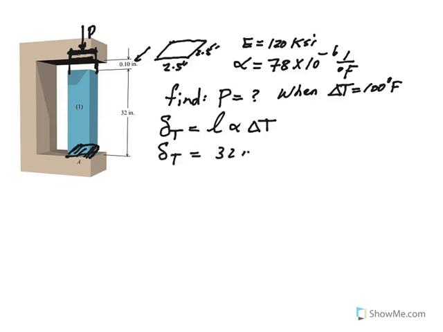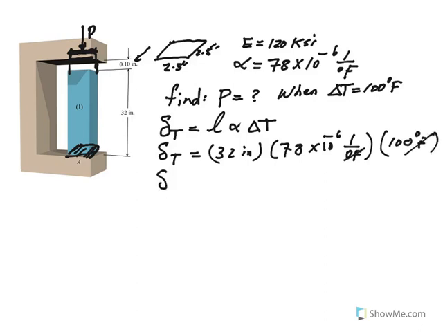All right, so let's go ahead and plug in. So we have 32 inches. We have an alpha of 78 times 10 to the negative 6 per degree Fahrenheit. Let's keep track of the units, and times 100 degree Fahrenheit. So you see how Fahrenheit and Fahrenheit cancel. So we end up getting our thermal deformation, denoted by delta T, as 0.2496 inches. So that's clearly beyond the gap.